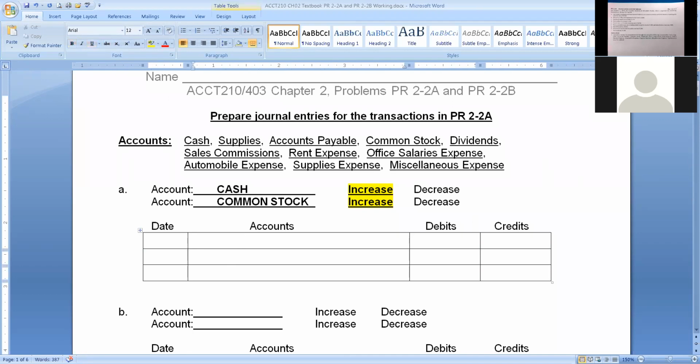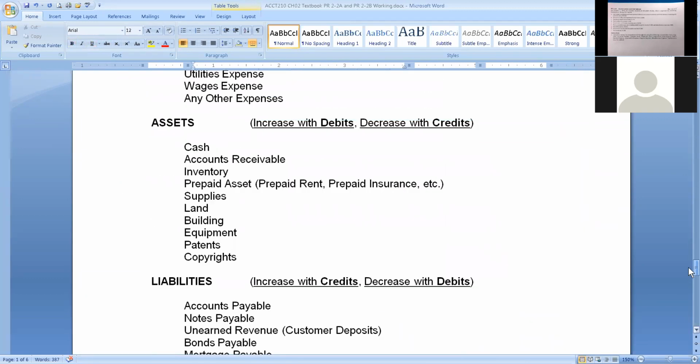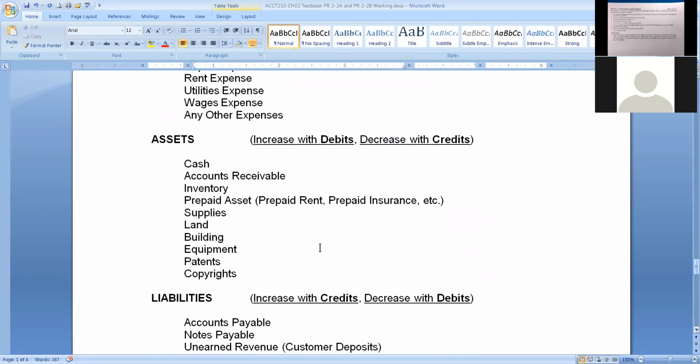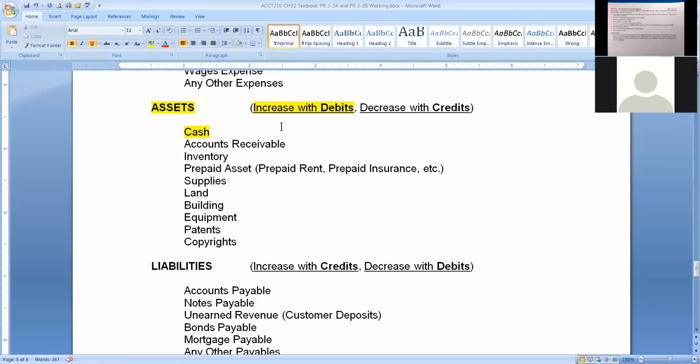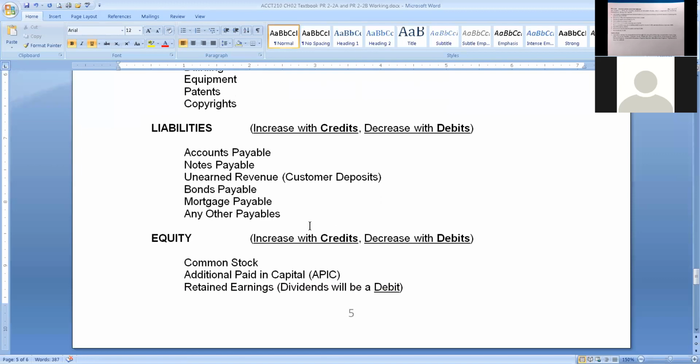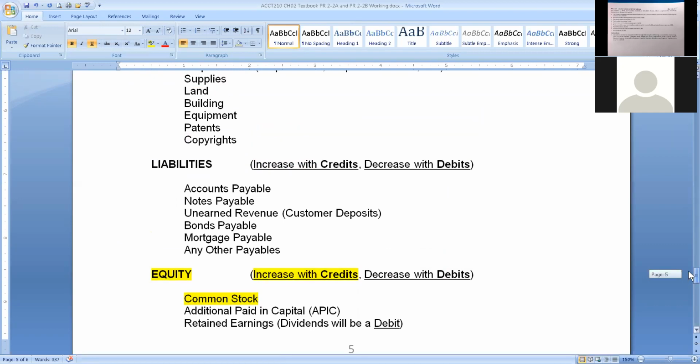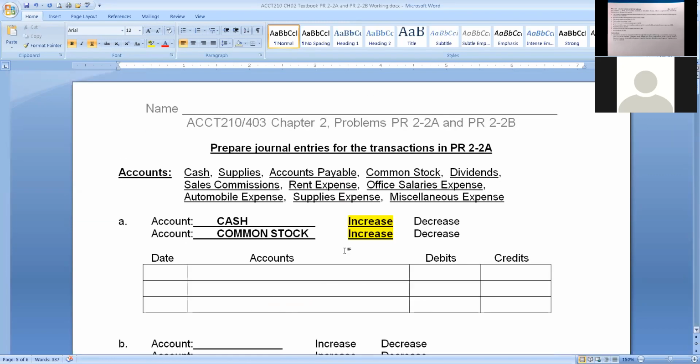Okay, so going down to our chart, I put those chart things on here at the bottom. So cash, it's an asset, and it's going to increase with a debit. And may as well jump to the stock while we're at it. So cash is going to be a debit. Common stock is an equity account, and it's going to increase with a credit. You already knew that, because if you know the debit, you know the credit. Okay, so cash is a debit, common stock is a credit.